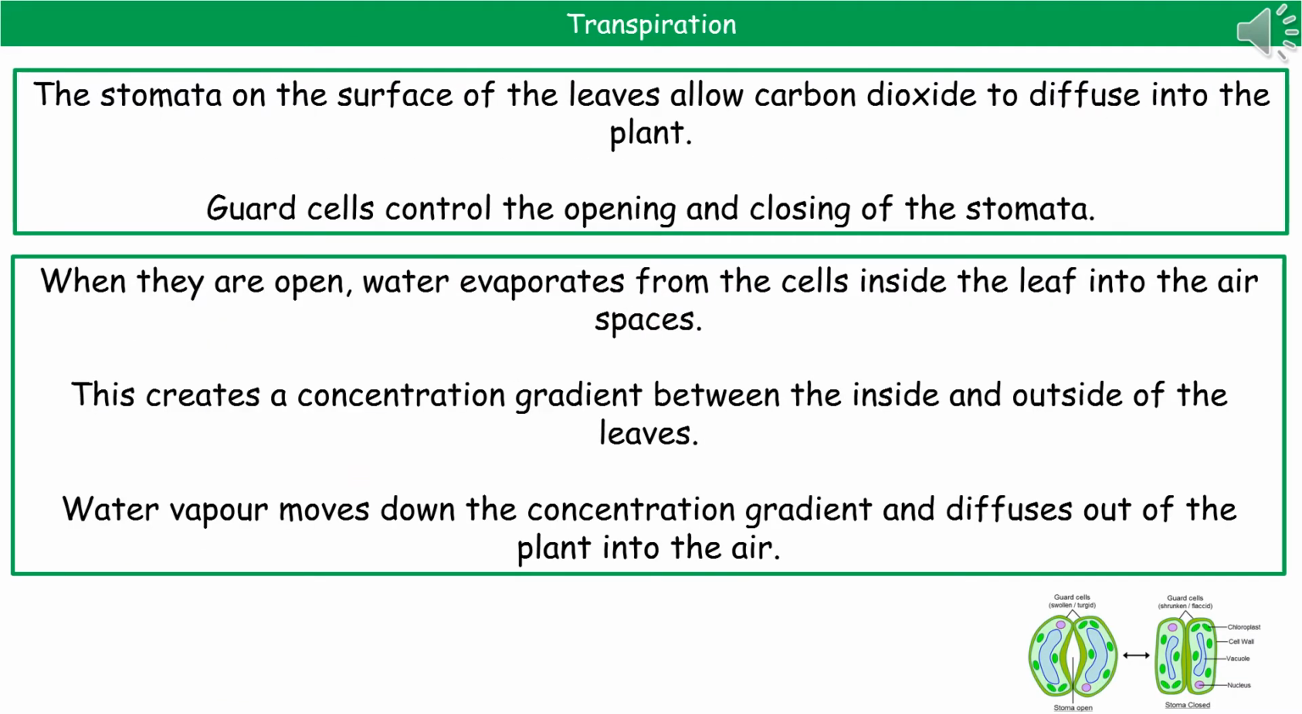On the surface of our leaves we have this structure called the stomata, which allows carbon dioxide to diffuse into the plant, and the opening and closing of the stomata is controlled by the guard cells. So when they're open, the water is able to evaporate from the cells inside the leaf into the air spaces, and then we get a concentration gradient between the inside and the outside of the leaves, so water vapour will move down the concentration gradient and diffuse out of the plant into the air.